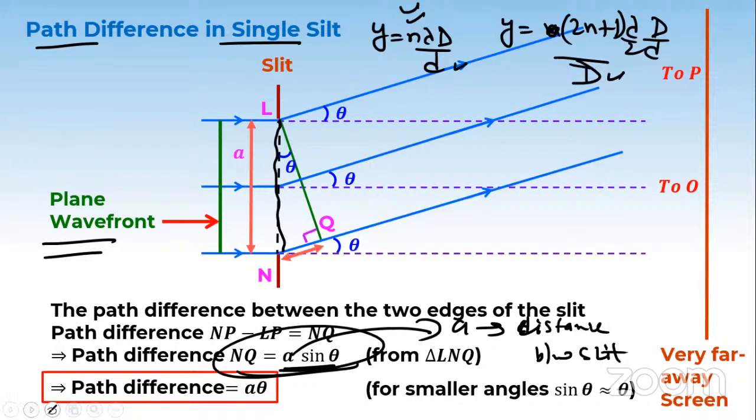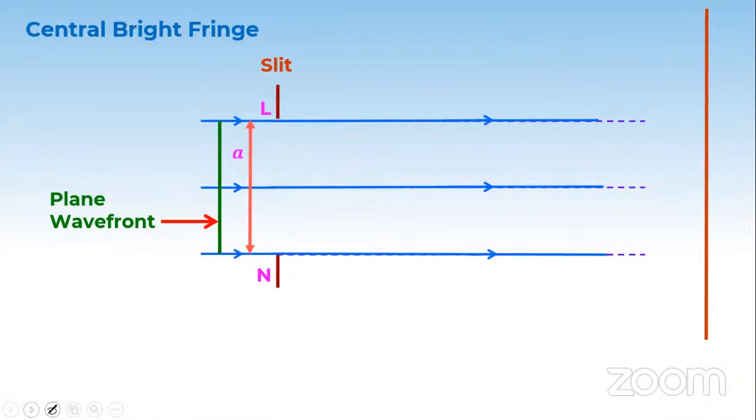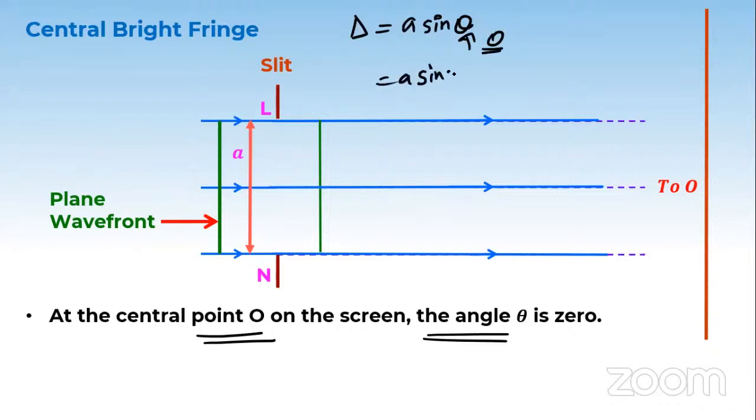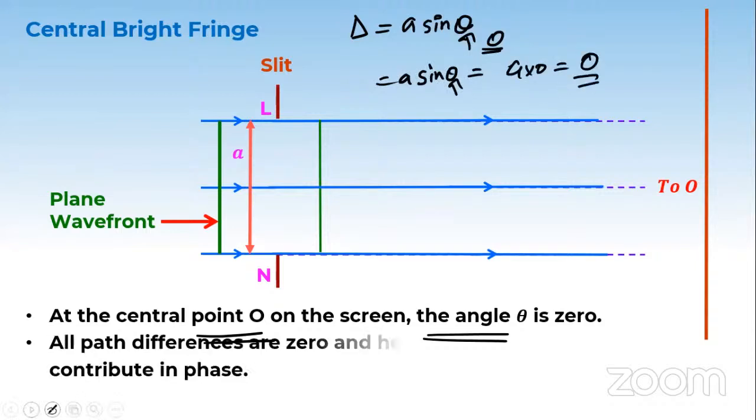Now we'll see the bright fringes. Suppose we are going to observe the central maxima or the central bright fringe. If you focus here, it's written that at the central point O on the screen, the angle theta is 0. We know the path difference here equals a sin theta. If theta is 0, sin 0 equals 0, so a into 0 gives 0 again. So the path difference is 0.